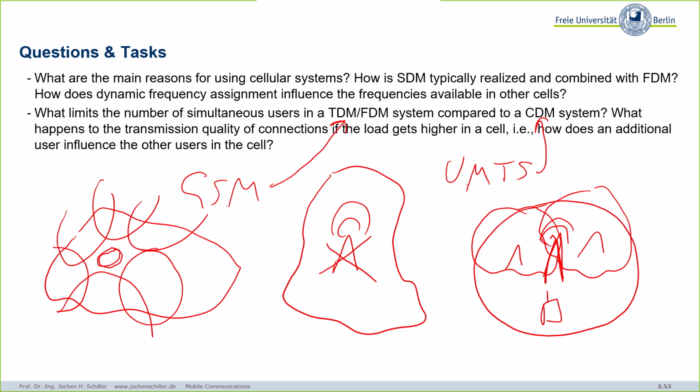So what happens in UMTS? That is one of the questions if there are too many users. Usually you plan a network in such a way that you can serve a certain number of customers. So what happens if you have more and more customers? The system will block additional customers. So you don't want to have this effect of the breathing cells, or you will have it, but it should not be too extreme. So you will limit the number of users.